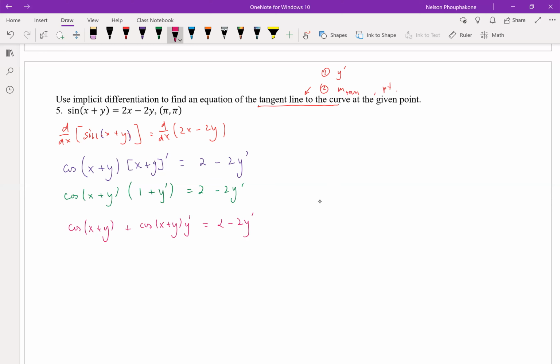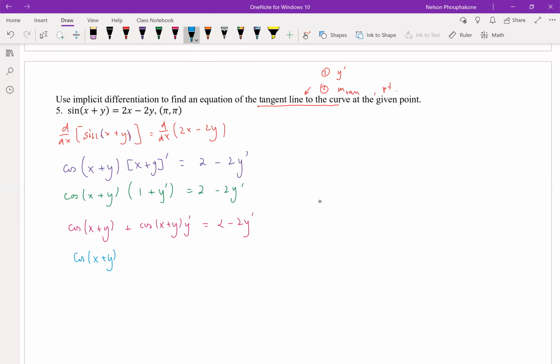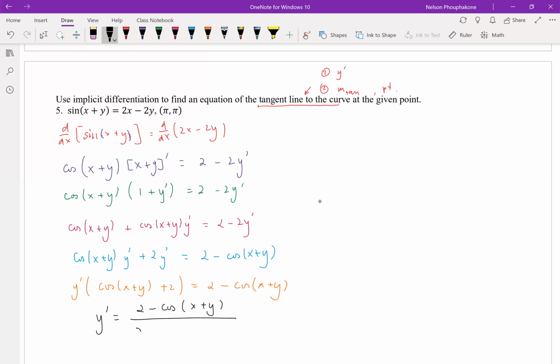And then now what we want to do is just like the last problem, right? We group all the y prime terms together. So I will have cosine of x plus y times y prime, plus 2y prime is 2 minus cosine of x plus y. And then of course, now I will factor the y prime. Then the last step will be y prime is 2 minus cosine of x plus y over 2 plus cosine of x plus y.